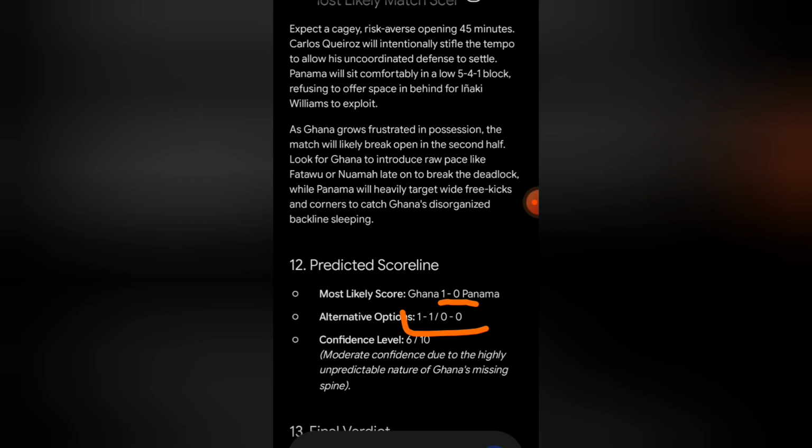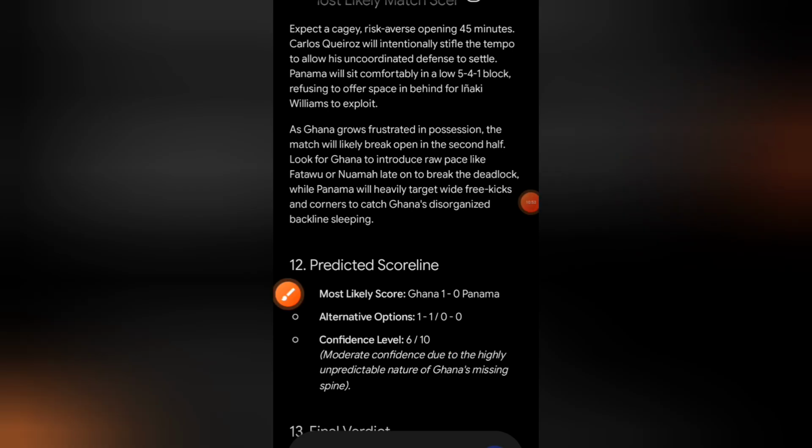Although the confidence level is very, very low, 6/10. If you check the confidence level, this 6/10 is very low. It is moderate confidence due to the highly unpredictable nature of Ghana's missing spine. Most of their key players are absent, so that is one of the factors that made it unpredictable for the predictive model.